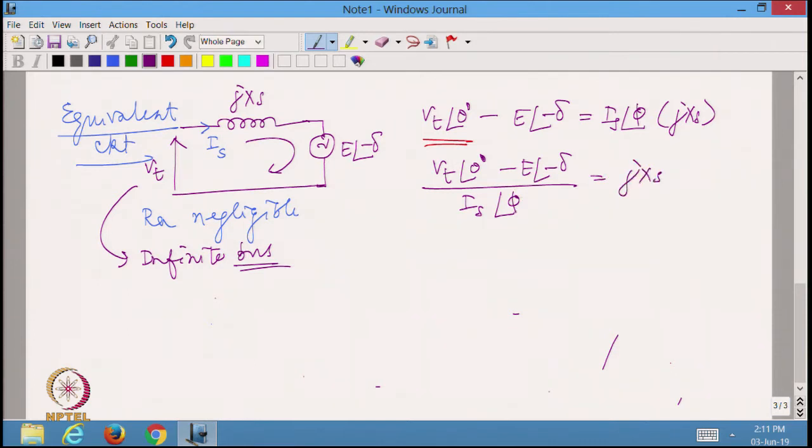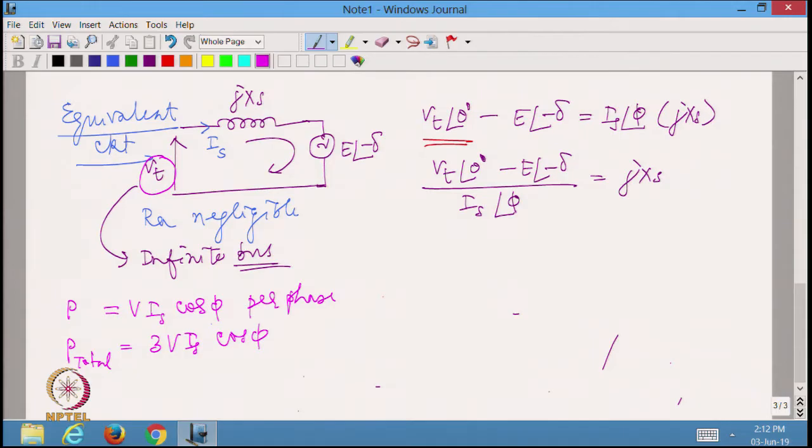But when I write the power per phase, I can write V multiplied by Is multiplied by cos phi. This is going to be the power that is being absorbed by the machine. So, this is transported from the infinite bus towards the machine if it is a motor, and it is going to deliver it in the form of mechanical power. So, let me write this as P per phase. But for 3 phases, I should write P total equal to 3 V Is cos phi. This is going to be the 3 phase power in general.